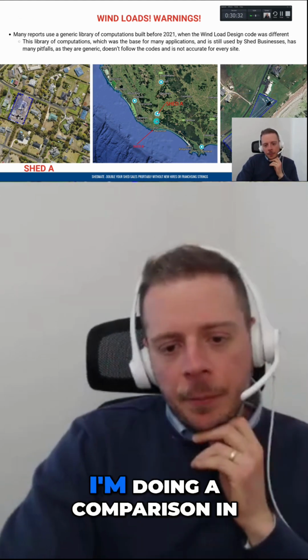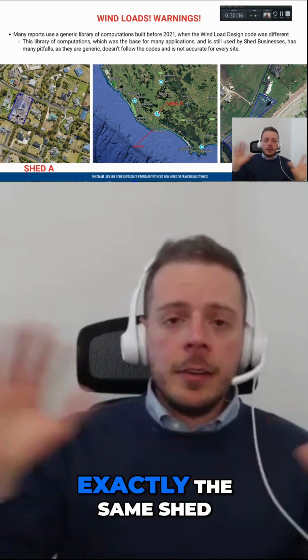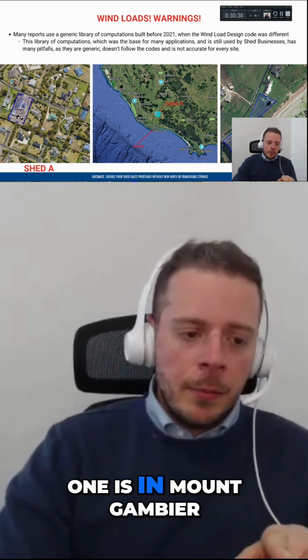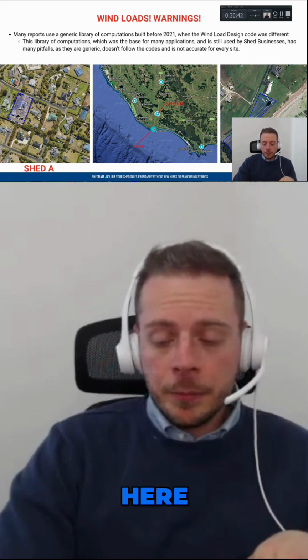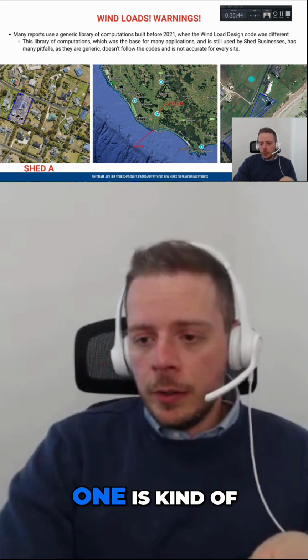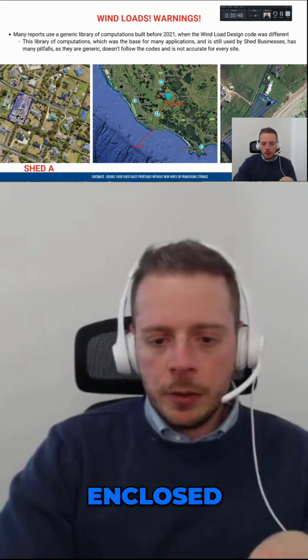So I'm doing a comparison with two sheds. They're both region A, exactly the same shed. One is in Mount Gambier, so it's in the middle of the town. The other one is in Port Macdonald here. So the Port Macdonald one is kind of in front of the ocean, as you can see. This one here is enclosed in the town.